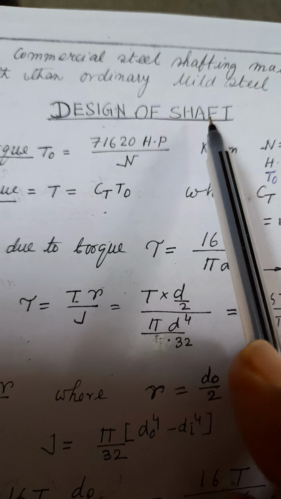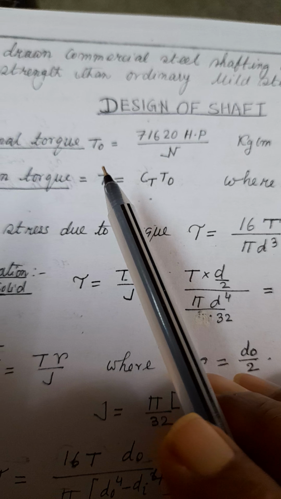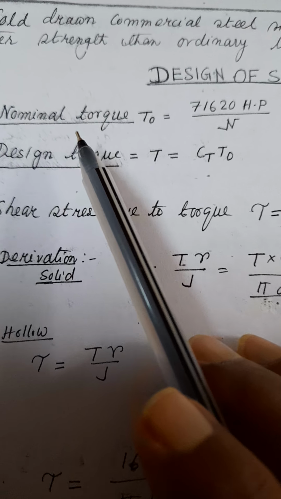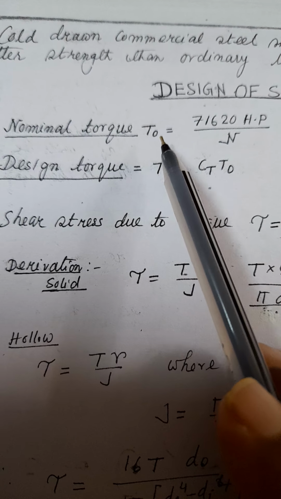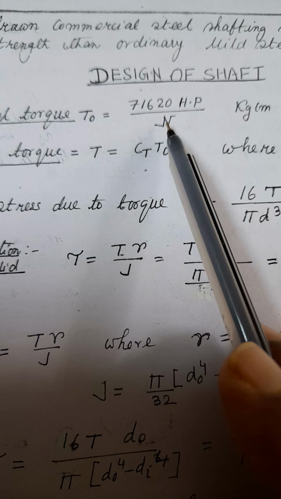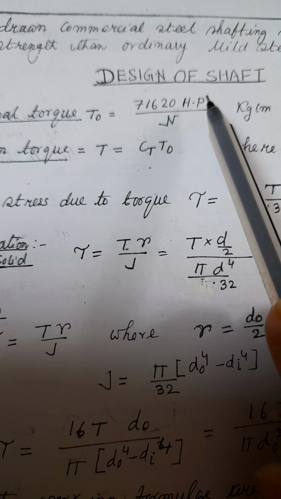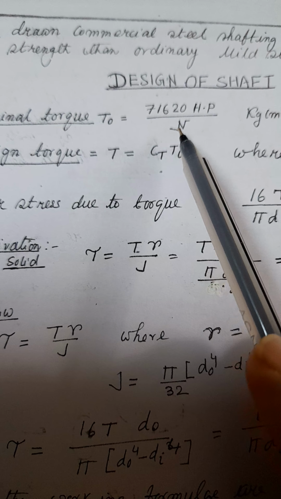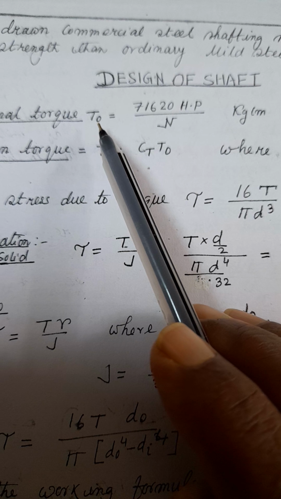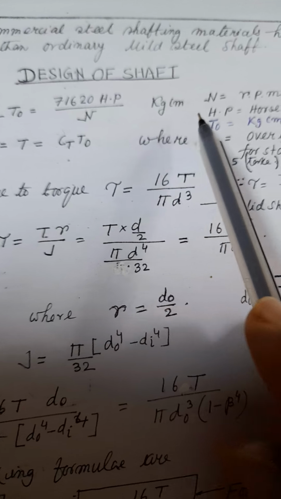Design of shaft. Now I will give you the formulas and its MKS units. SI unit I will tell you how to convert. The nominal torque T naught is equal to 71620 HP by N. Suppose 10 HP, so here it will be 10, into 10. N is RPM, so T naught will be in kg centimeter.